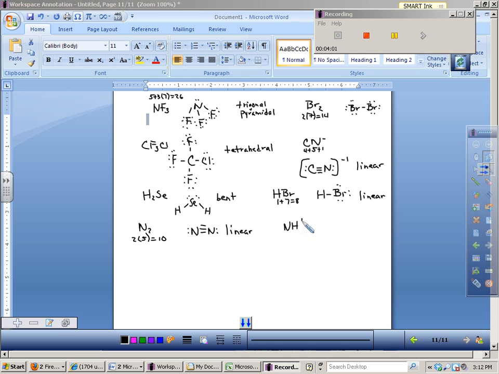NH4, ammonium, the ion, has a +1 charge, so that's 5 for the nitrogen, +4 for the hydrogens, -1 for the positive charge gives me 8 valence electrons. That's nitrogen. I'm going to have 4 hydrogens around it. That completes everybody's octet. Got to remind you that it's positive and that it's a tetrahedral.